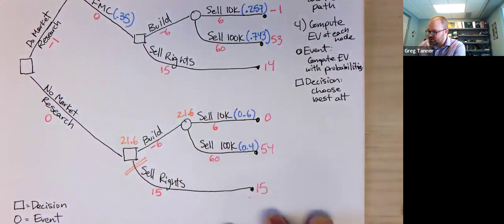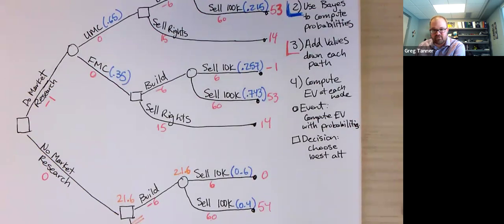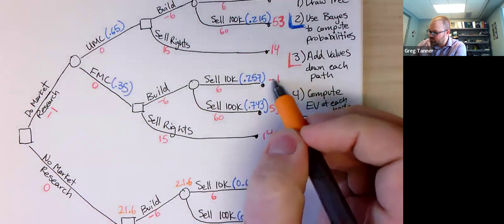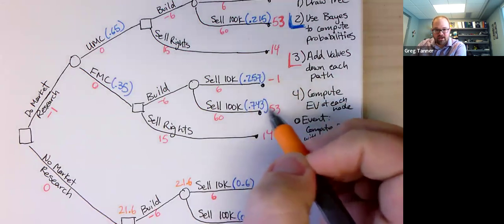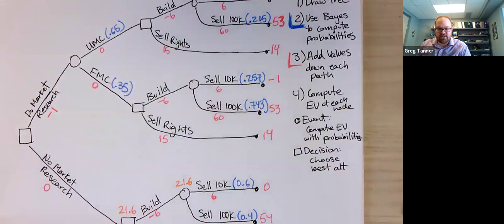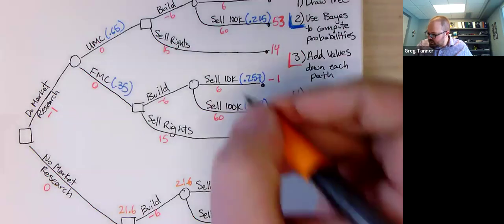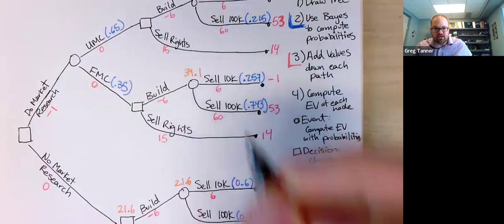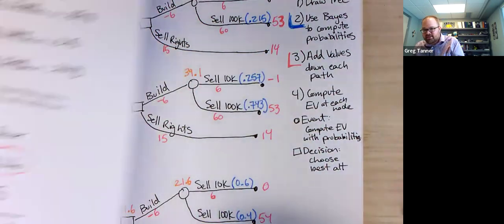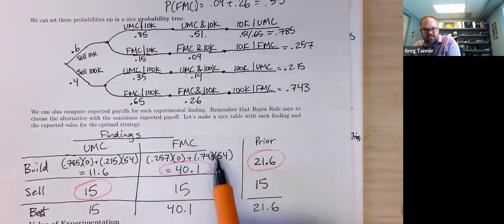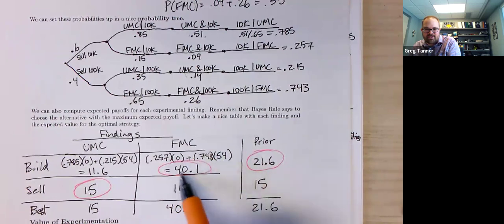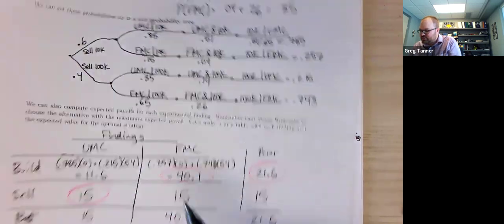Okay, so let's do that with the rest of these. I'll do -1 times the 0.257 and 53 times the 0.743. Let me pull up my calculator. Okay, and that will give us 39.1. I'll point out that it's the same calculation as this, but I've subtracted one from both of those. And as a result, it subtracts one from the expected value.